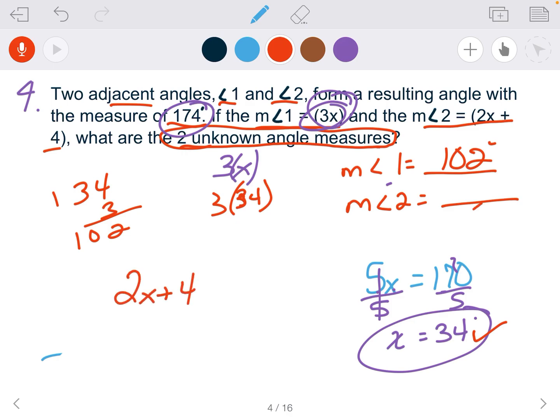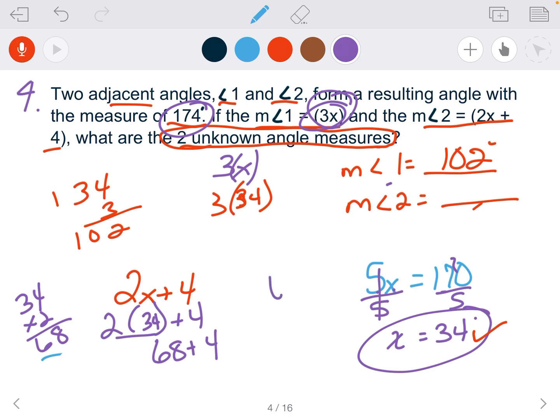And then I've got a 2x plus 4. Well, we just said that x is 34. Anytime two numbers are squished together, it means multiply. 34 times 2, 8, 6, so 68, plus 4. 68 plus 4, 8, 9, 10, 11, 12, so 72. So the measure of angle 2 is 72.